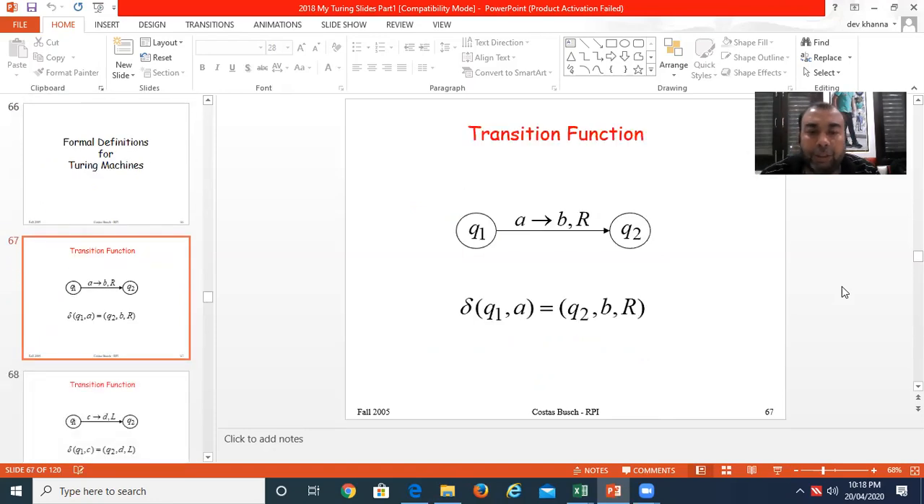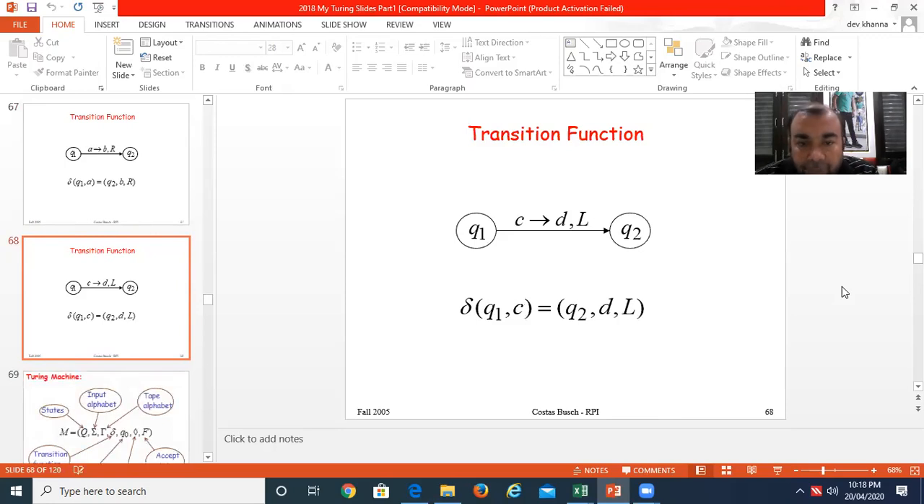So transition function for this move, now you can easily understand this. Delta(Q1, A) = (Q2, B, R). Left hand side contains 2 arguments and right hand side contains 3 arguments. It means that you are in state Q1, you switch from Q1 to Q2, you convert A into B on the input tape and you move towards the right hand side. Okay. Similarly, you switch from Q1 to Q2, you convert C written on the input tape into D and you move to the left hand side.